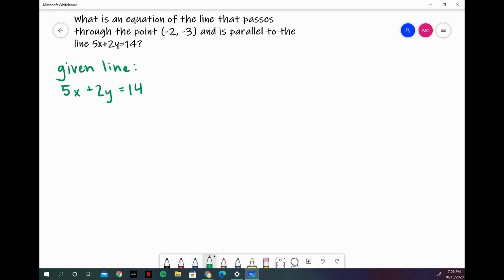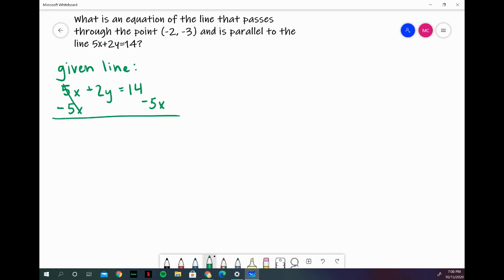Step 1: find the slope of the line that's given to us by writing it in slope-intercept form. So I need to write this line as y equals mx plus b. I need to get y by itself, so the first thing I'm going to do is move my x's to the other side. So I'm going to subtract 5x on both sides.